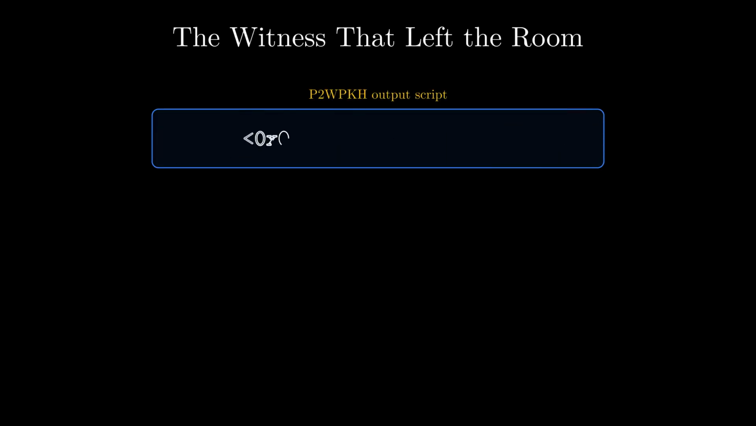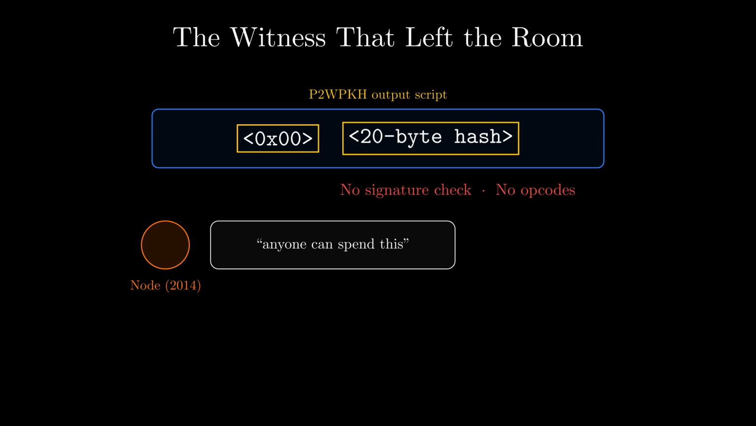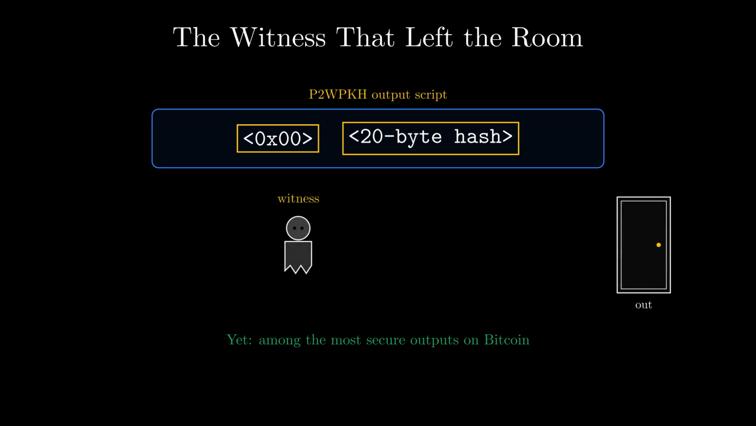Show a P2WPKH output to a Bitcoin node from 2014, and it shrugs. Anyone can spend this. The script is just a 0-byte and a 20-byte hash. No signature check, no opcodes. Yet it's one of the most secure outputs on Bitcoin. Why? The witness left the room.